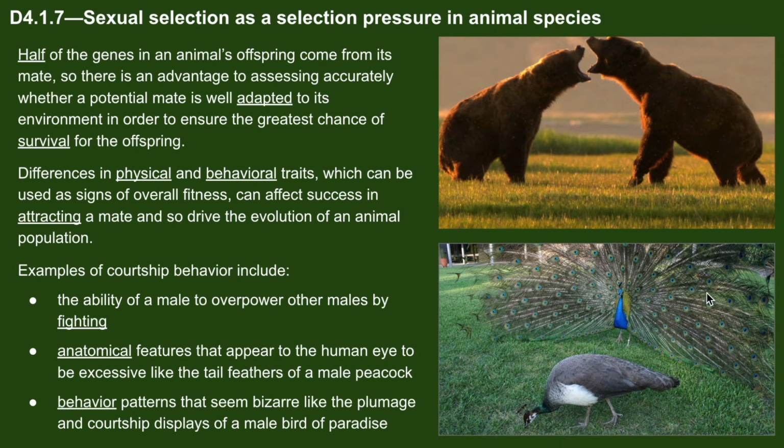Anatomical features that appear to the human eye to be excessive, like the tail feathers of a male peacock. However, if that peacock can get enough food and it can avoid potential predators while still having this extremely large tail, then that means that peacock is probably going to have good, healthy genes to pass on to potential offspring. And then behavior patterns that seem bizarre, like the plumage and courtship displays of a male bird of paradise.